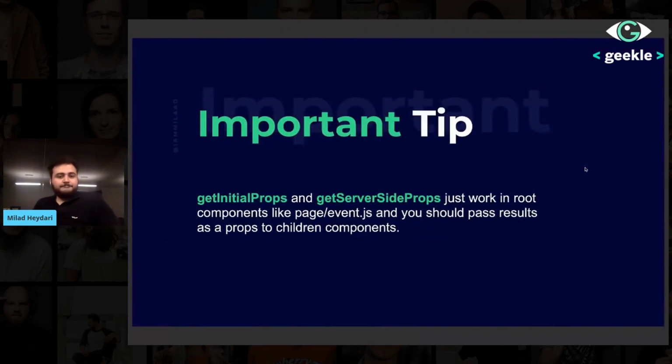I'll repeat an important tip again. Use getInitialProps and getServerSideProps just in your root components, like pages/events.js. And you should pass the result as props to the children components. Let's take a look.